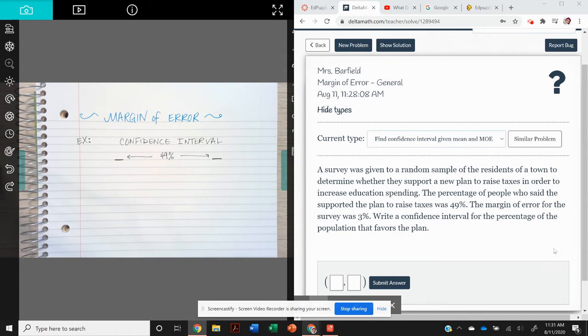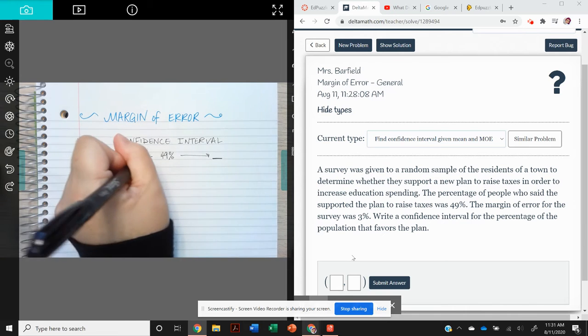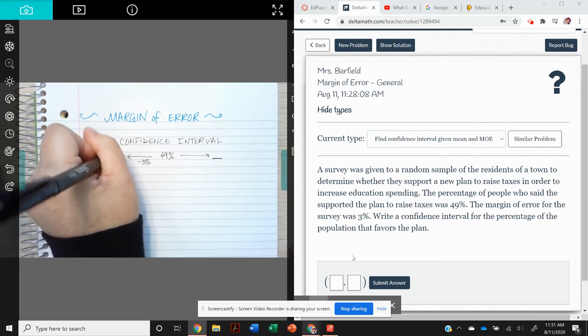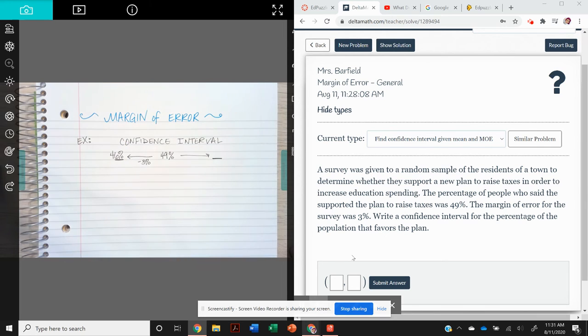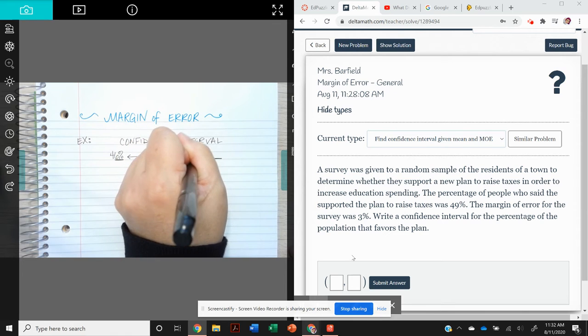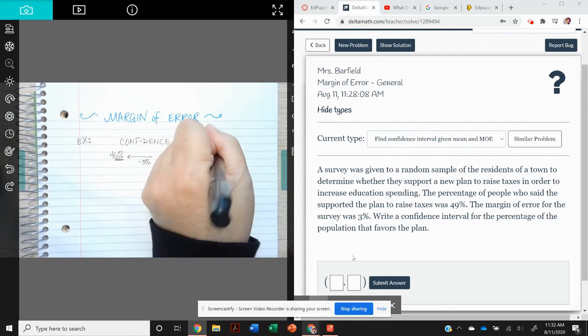And if you notice down here at the bottom in Delta Math, right here, if you can see my mouse moving, okay, you have this, it's actually called an interval. And I know it looks like parentheses, but in this case, it's an interval. All right, so this is really super easy, okay? The margin of error was 3%. So that means I subtract 3% here, which gives me 46%. And then I add 3% here, which gives me 52.